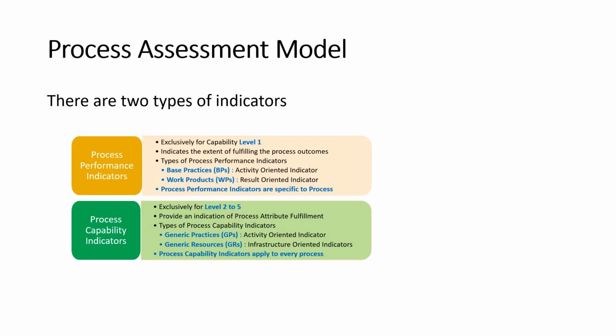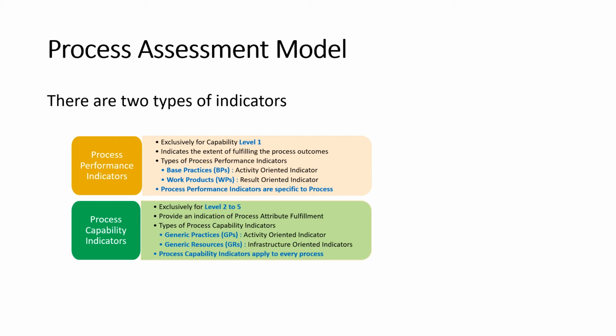In the process assessment model, there are two different indicators: process performance indicators and process capability indicators. Process performance indicators are exclusively for capability level 1. They indicate the extent of fulfilling the process outcomes. The types of process performance indicators are best practices and work products. Process performance indicators are specific to the process. So for level 1, we have to assess the process performance indicators.